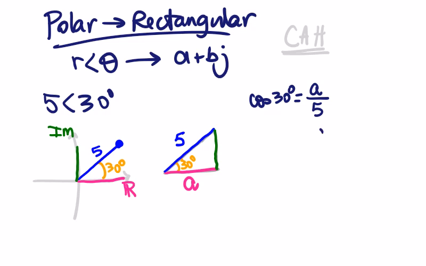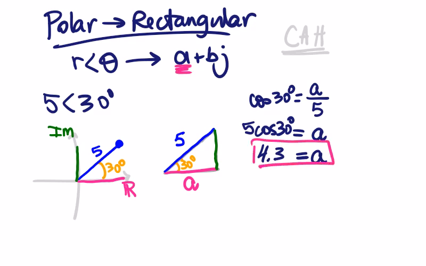Solve this equation for a: remove the 5 from there, multiply both sides by 5, so 5 multiplied by cosine of 30 degrees. And then we can do this calculation if we want. So 5 times cosine of 30 degrees in one go. I'll round it to one decimal place, 4.3. So 4.3 is the real part of this complex number that we are converting into rectangular form.